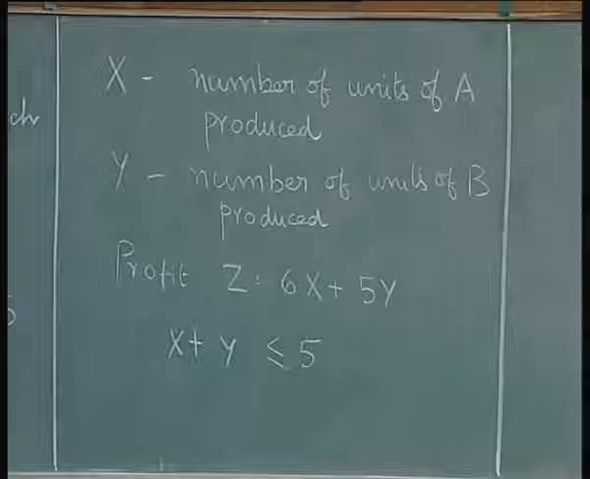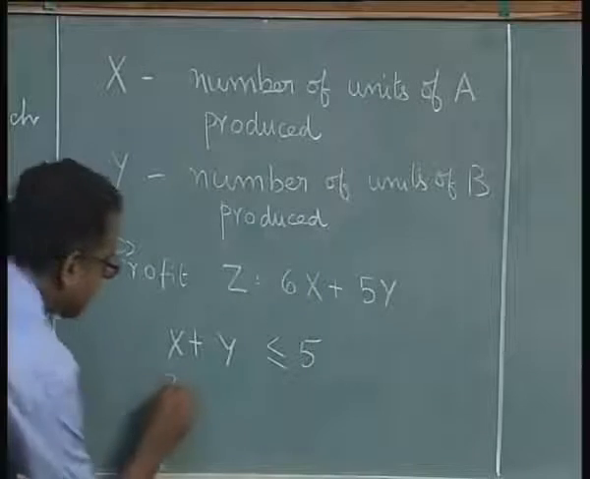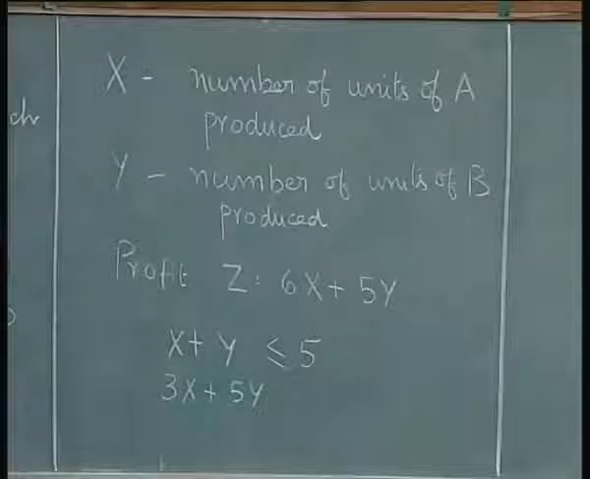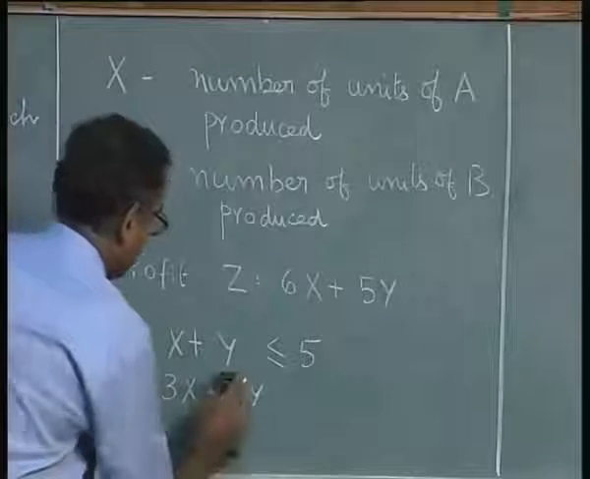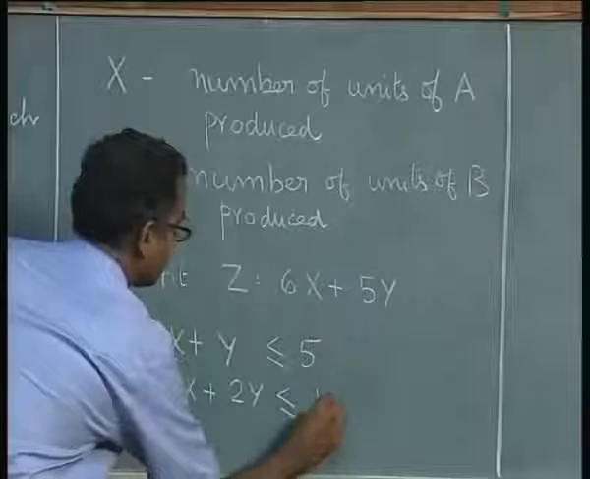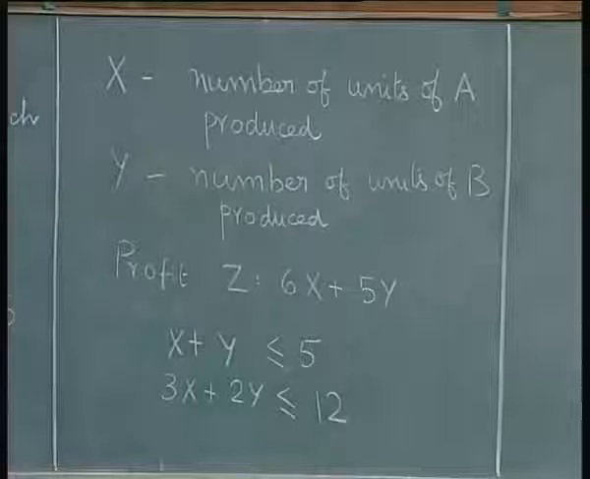Similarly, 1 unit of A requires 3 of R2, and 1 unit of B requires 2 of R2. So the requirement to produce X units of A and Y units of B is given by 3X plus 2Y, and this has to be less than or equal to 12. This cannot be greater than 12.